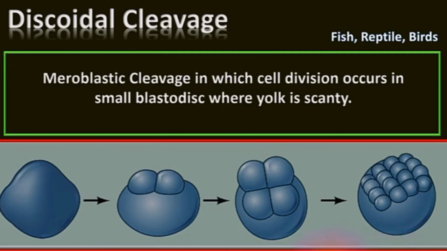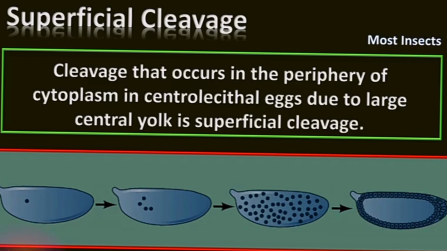discoidal. Here is the diagram. Centrolecithal eggs: another type of incomplete cleavage is seen in centrolecithal eggs. This type of cleavage is called superficial cleavage. Diagram is here.